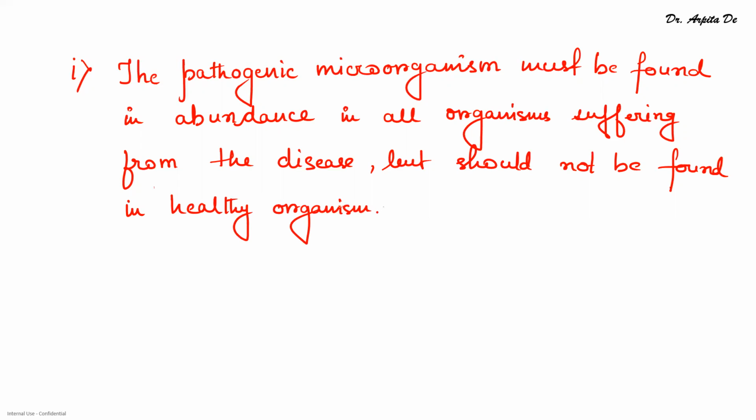This means what? The pathogenic microorganism that is claimed to cause the disease should be present in all the organisms that are suffering from this particular disease. If two individuals are suffering from malaria, the same pathogenic organism should be found in both the patients. It is like this. And it should not be found in any healthy person or any healthy organism. Okay.